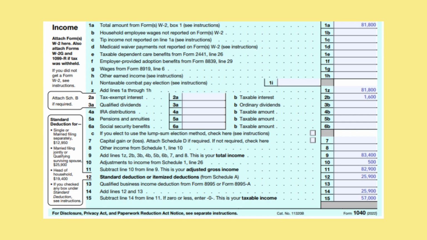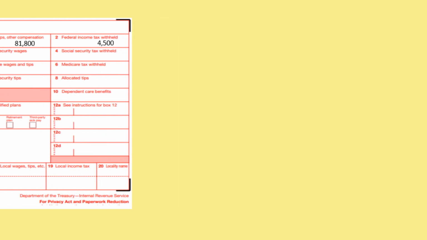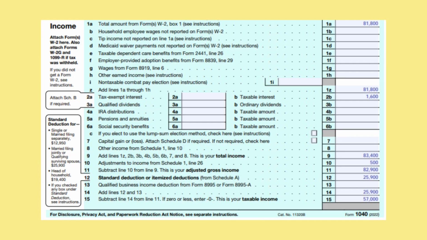On line 1A, put any wages that you have. You can find this information in box 1 of the Form W-2. In our example, it is $81,800. If you have more than one W-2, add the amounts together and put them on this line.